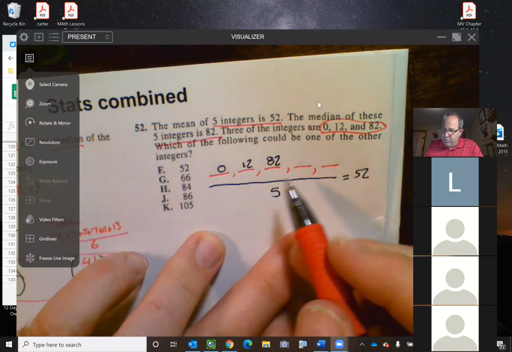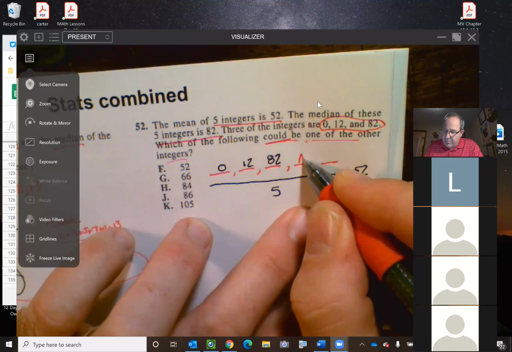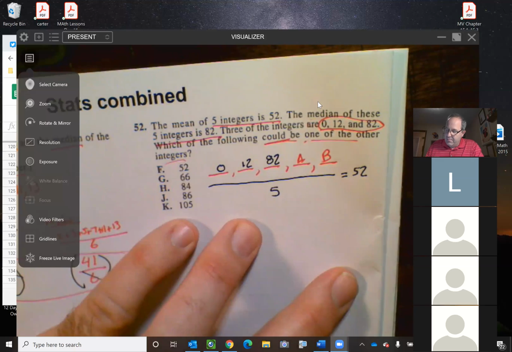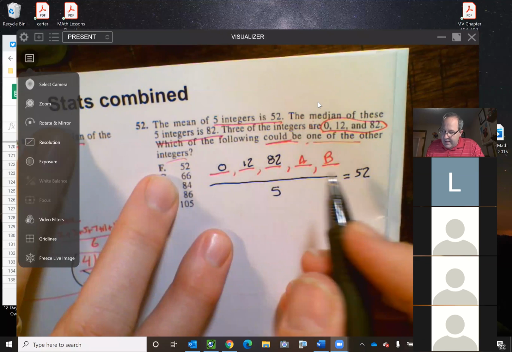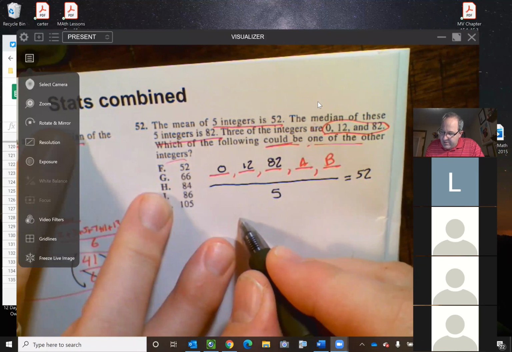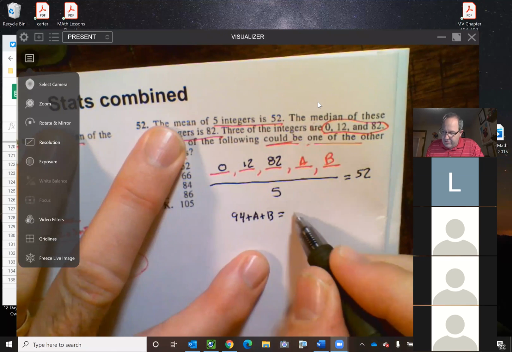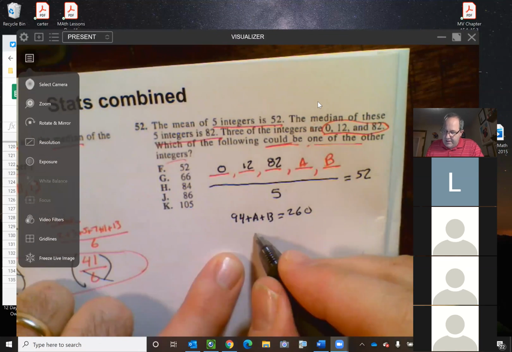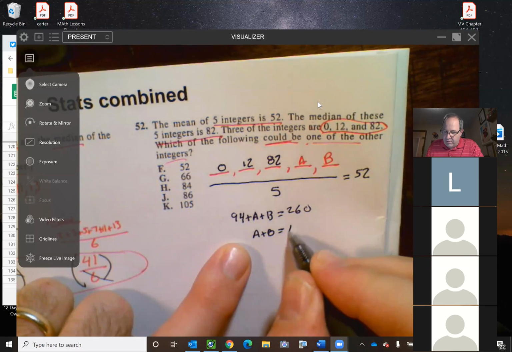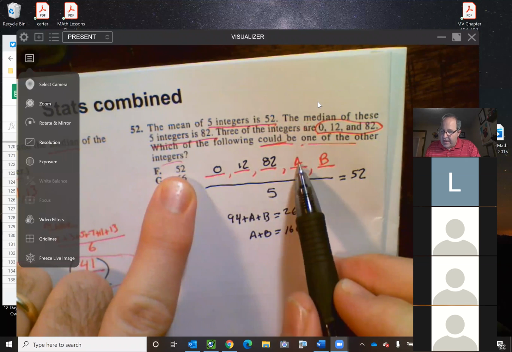Weird. Which of the following could be, now it says could be one of the other integers. So I'm not sure what these are. I'm going to call that A and that B. But if I do the math on this, if I add those numbers at the top there, I'm going to have 94 plus A plus B, and that's got to equal 260, right? Because if I multiply both sides by 5 to get rid of this, we have that. And then I'm like, okay, A plus B has got to equal 166. So I got to find 2 numbers that when I add them up, I'll get 166.